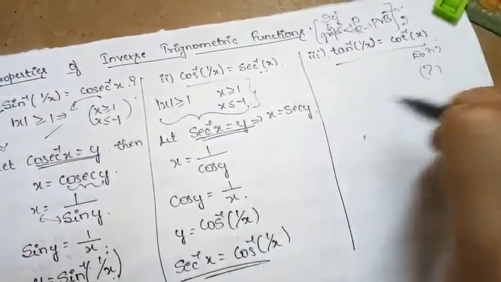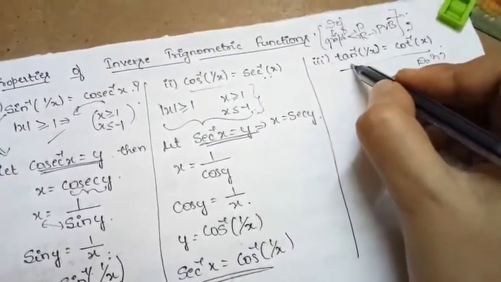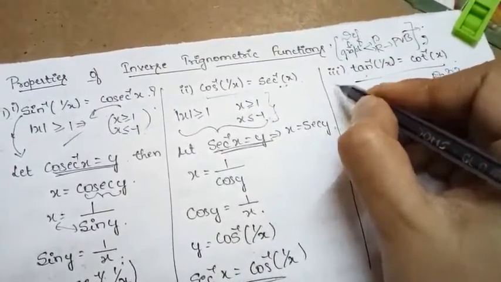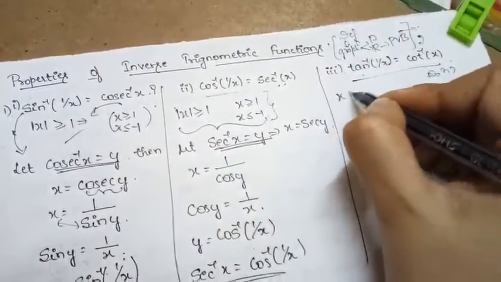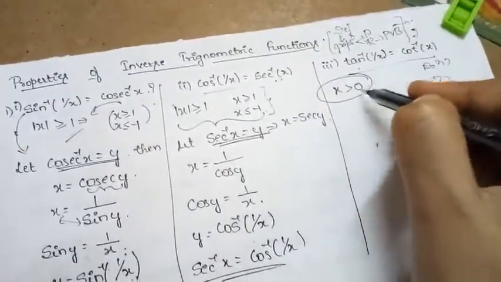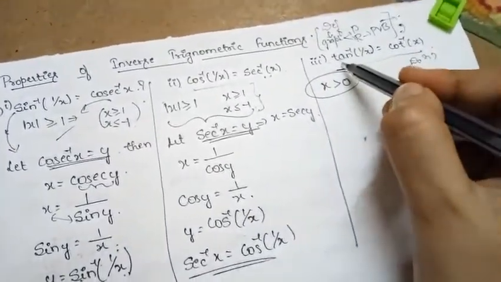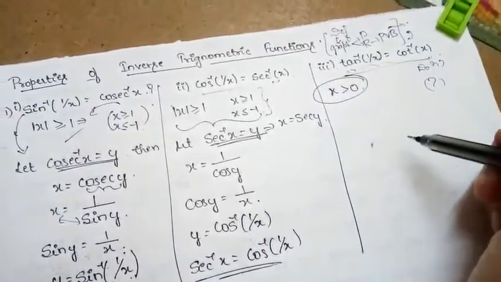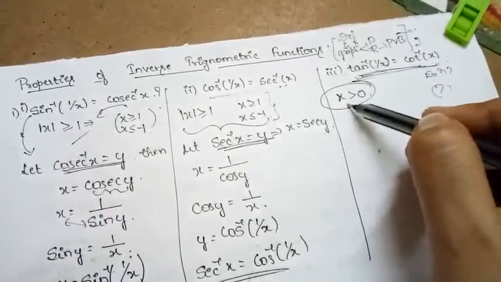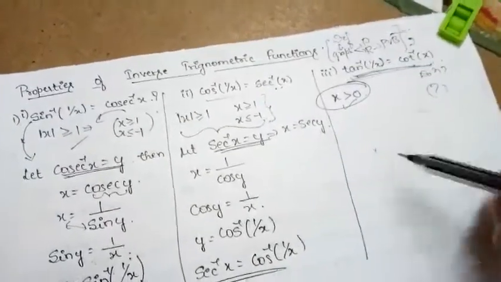Similarly, we have this for the tan inverse function. So tan inverse 1 by x is equal to cot inverse x. So what is the domain? Here the domain of this function is x strictly greater than 0. So when x is strictly greater than 0, only at those values we are going to get this function. That is, this property is going to be satisfied only when x is greater than 0.